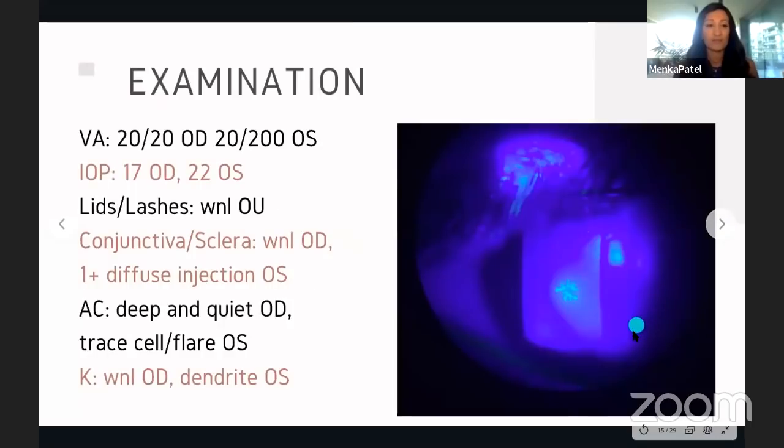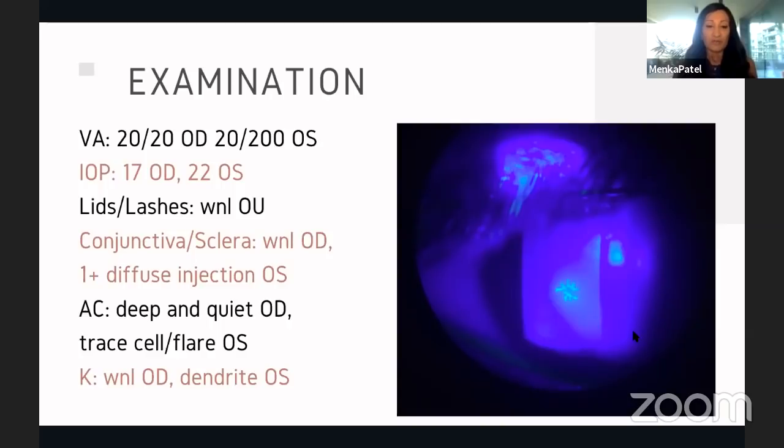So this is our patient. He has vision of 20/20 in the right eye, 20/200 in the left eye. The pressure is 17 in the right, 22 in the left. Lashes are normal. The conjunctiva and sclera of the right eye are normal, and the left eye does show diffuse 1+ injection.